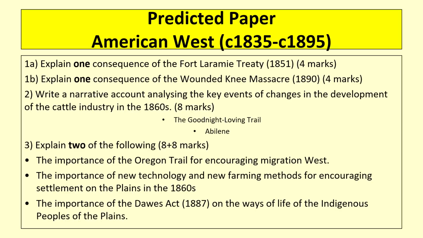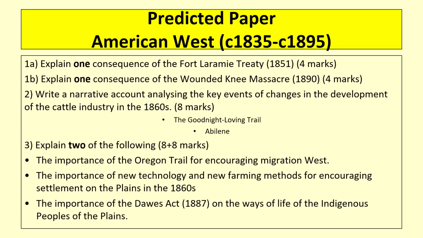And then explain two of the following. This covers the three different parts of the spec. The importance of the Oregon Trail for encouraging migration west has come up before, but not for a very long time. The importance of new technology and new farming methods for encouraging settlement on the plains in the 1860s, and the importance of the Dawes Act 1887 on the ways of life of the indigenous peoples of the plains. So these questions have not come up before in such a detailed way.